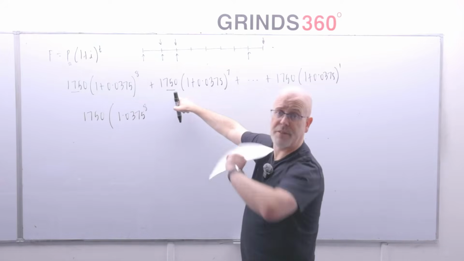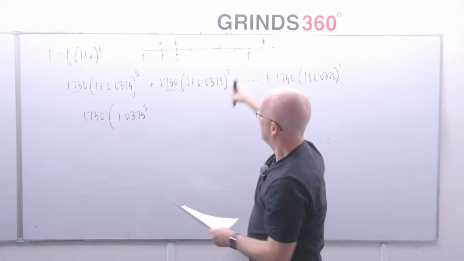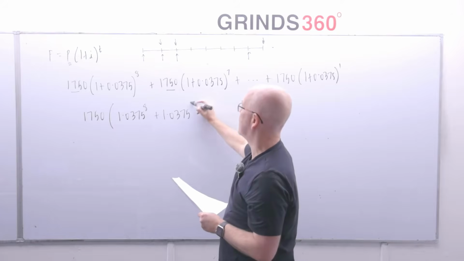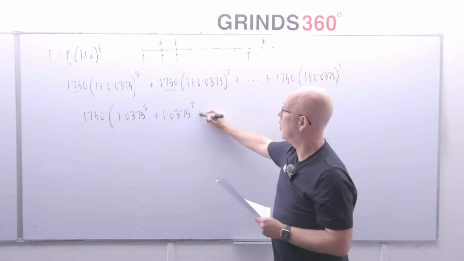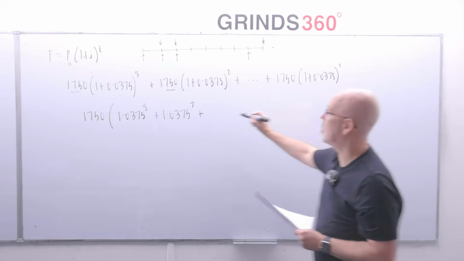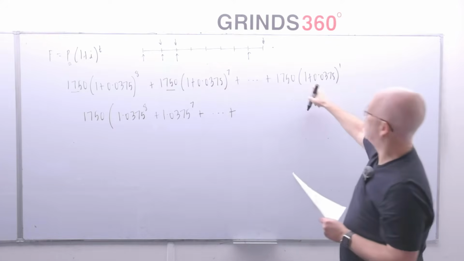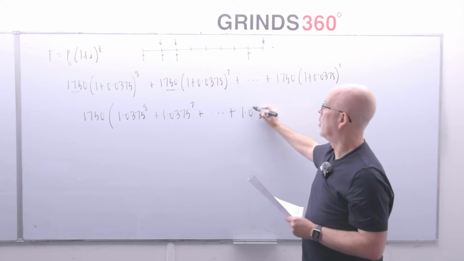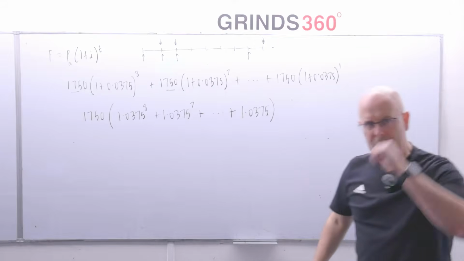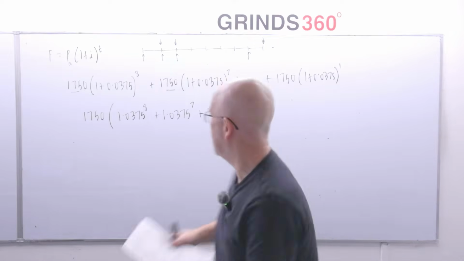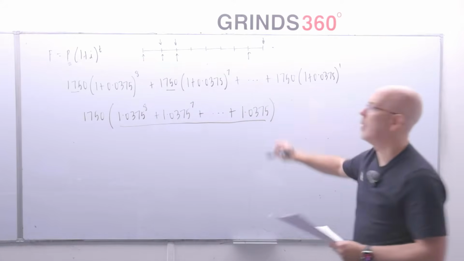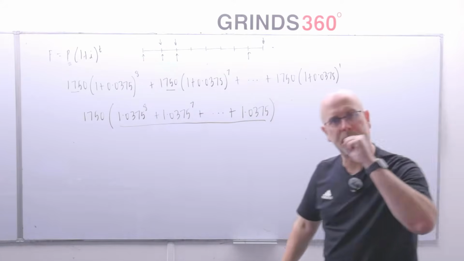This one, the 1750's gone outside the bracket. So I'm left with that number there, which is 1.0375 to the power of 7. Plus, I'd have 1.0375 to the power of 6, 1.0375 to the power of 5, and so on, all the way down to our last one, which is 1.0375 to the power of 1. Or if you like, just 1.0375 like that. So whatever your payment amount is, pull that outside a bracket first. Now, there's the geometric series I'm now going to add up using my formula, right?